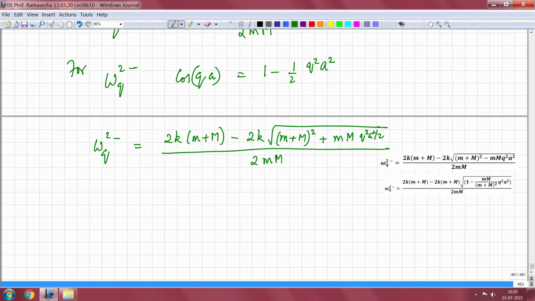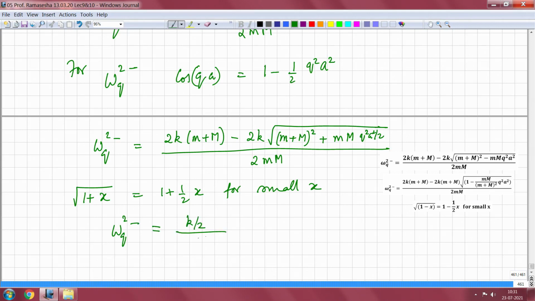Now you can always expand what is under the square root, as root of 1 plus x equal to 1 plus half x for small x. So if you do that, then what I will get for omega q squared minus is k by 2 divided by (m plus M) times q squared a squared.